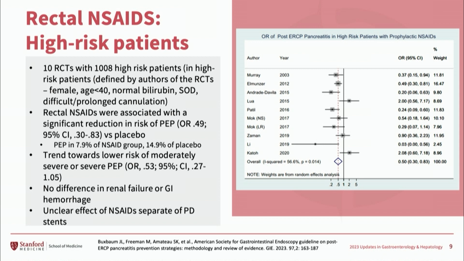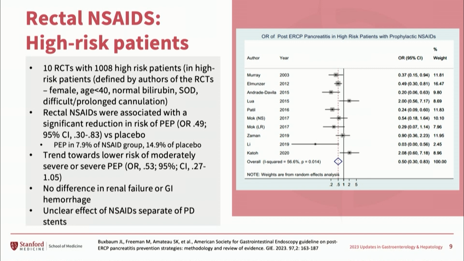In this population, rectal NSAIDs were associated with a significant reduction in risk of post-ERCP pancreatitis, again an odds ratio of about 50%. And again, a trend towards a lower risk of moderate or severe post-ERCP pancreatitis, but not significant.